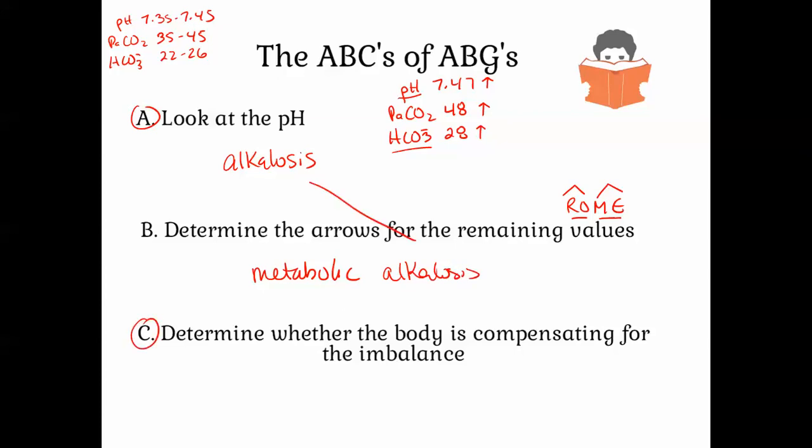Step C, we want to determine whether or not the body is compensating for this imbalance, and if so, the type of compensation. We recall that in an uncompensated state, the pH and the primary factor are abnormal, but the secondary factor remains within normal limits. So in this case, we know it's metabolic, so the pH and the primary factor are abnormal. In this case, the secondary factor is not within normal limits.